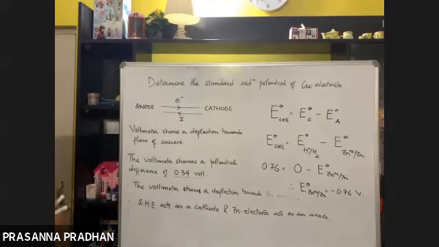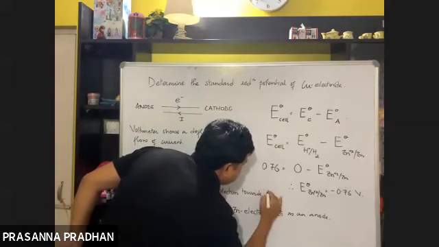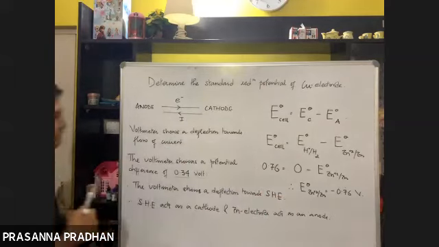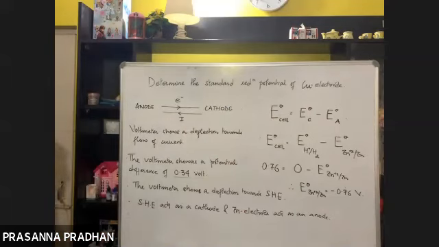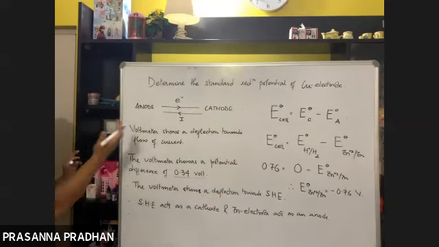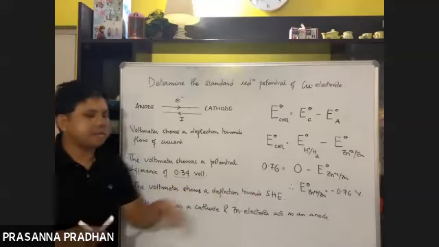Here, the voltmeter now shows a deflection towards your standard hydrogen electrode. Just the opposite. Now you tell me, the voltmeter shows a deflection towards standard hydrogen electrode. That means current, what is the direction of flow of current? Where is the current flowing? Towards the standard hydrogen electrode or towards the copper electrode now?